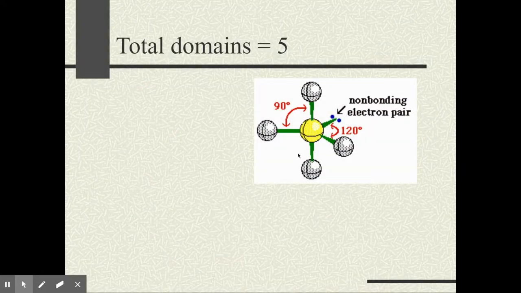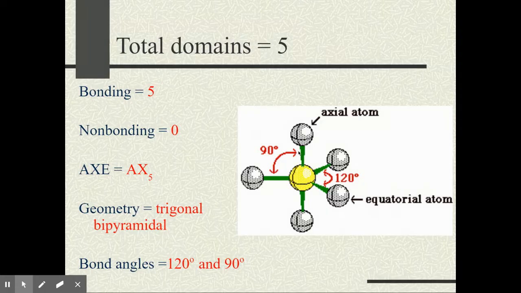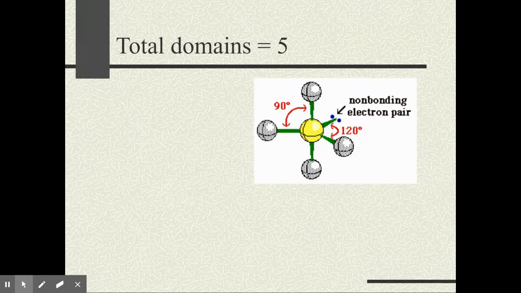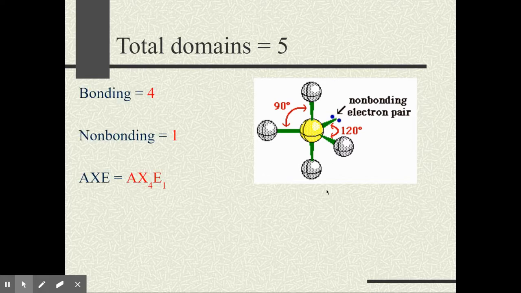When you're taking away sites on a molecule that has 5 domains, you start taking away from the plane first. So this is the planar part. What those are going to do is compress the bonds closer to one another. That's an AX4E1.